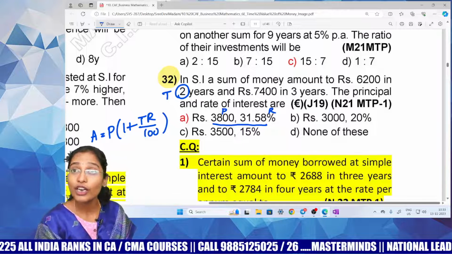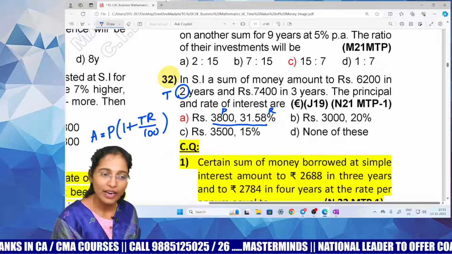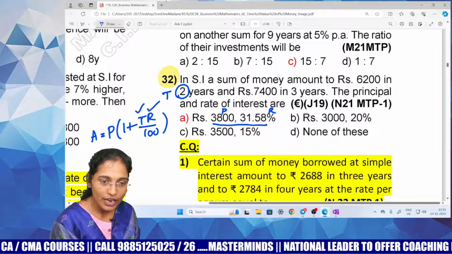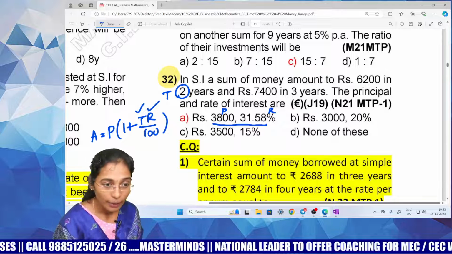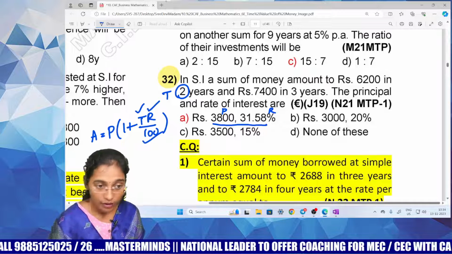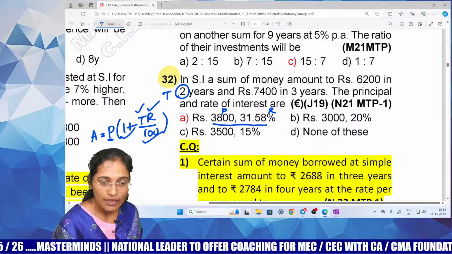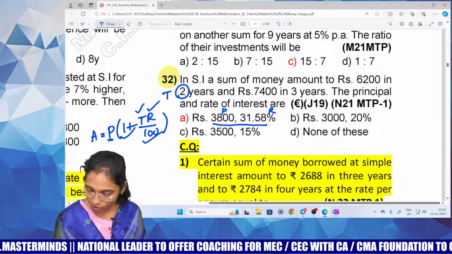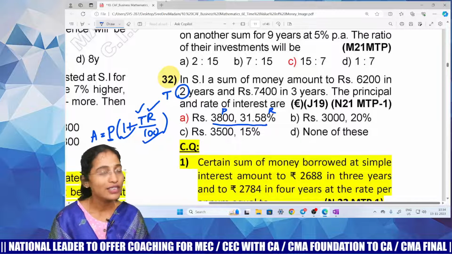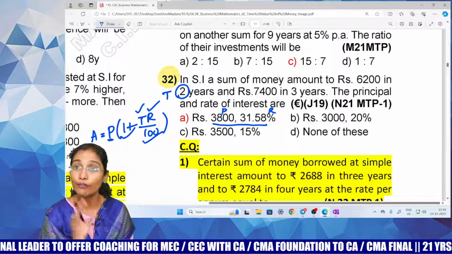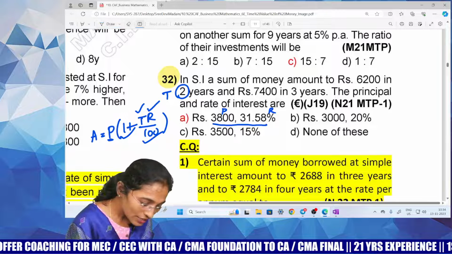Take your calculator. Time duration, how many years? 2 years. I have already told you to start off with the complex part, right? So, this TR by 100 is the complex part. So, I'm taking the time duration as 2 years and rate of interest as 31.58. 2 into 31.58 by 100 plus 1 into P. What is P? 3,800. How much did you people get? 6,200 point something, right? Since R is a decimal value, don't expect a perfect answer. You'll get a nearest value. Yeah, 6,200, accept it.